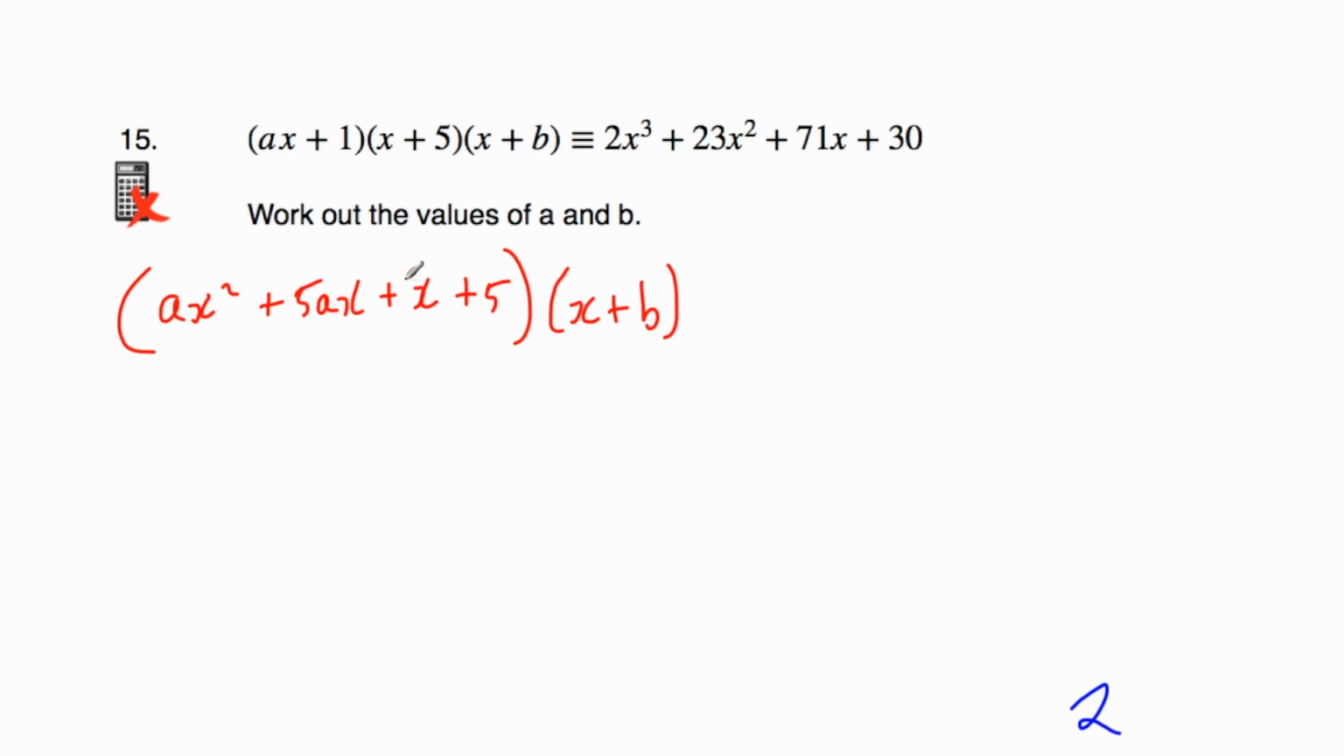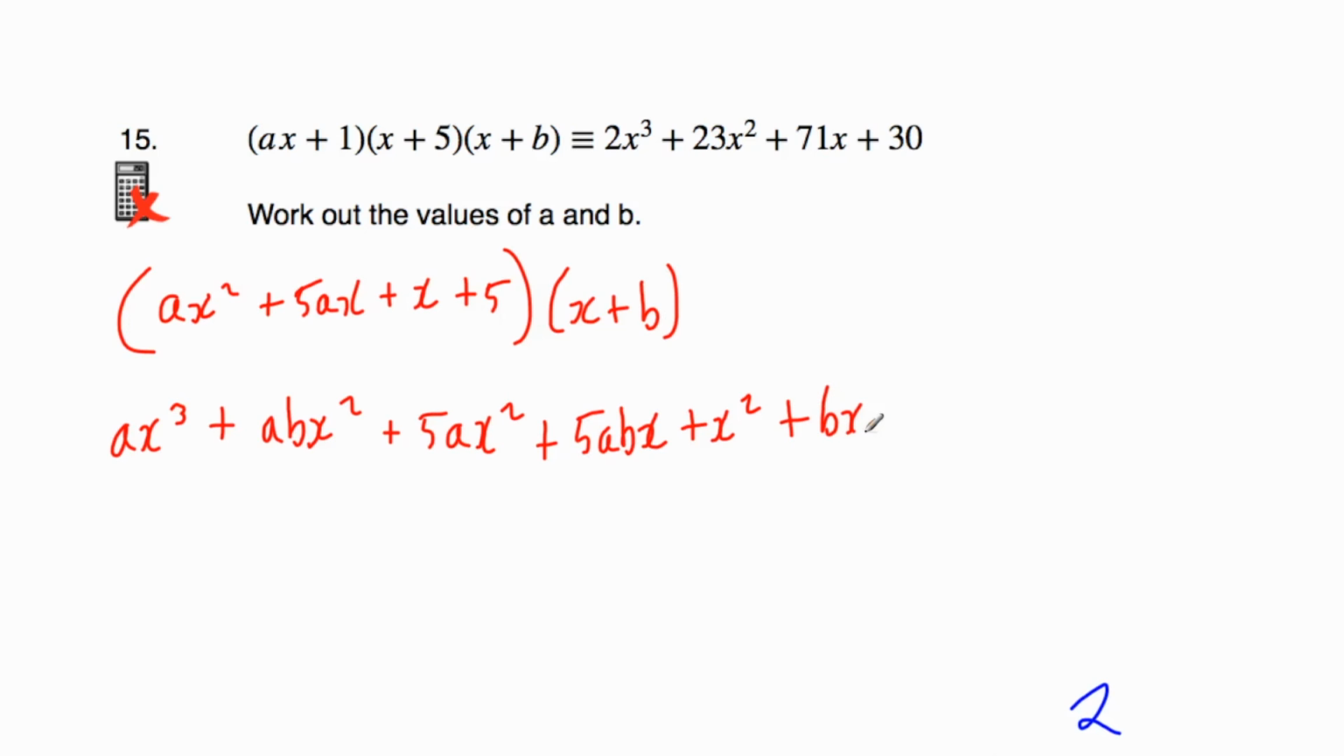Now we need to expand this again. So multiplying these terms by each of these terms, we would get ax squared times x would be ax cubed. ax squared times b would be plus abx squared. 5ax times x would be plus 5ax squared. 5ax times b would be 5abx. x times x is plus x squared. x times b would be plus bx. And then finally we've got 5 times x, that's plus 5x. And then 5 times b would be plus 5b. So that's what we get when we expand our brackets.